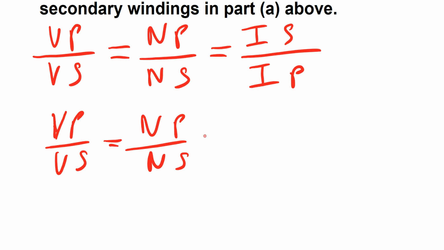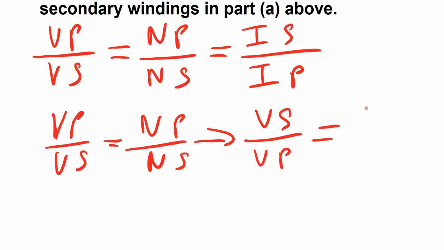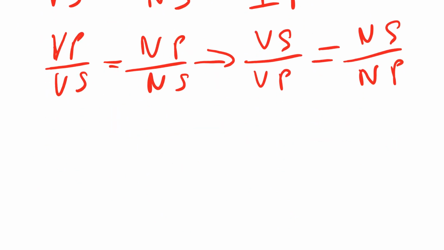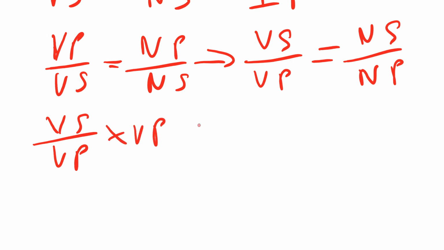Now the first thing we want to do is get Vs on the top. So let's invert that. So all we'll do is turn them both upside down. What we'll do to one side, we'll do to the other. So if I invert Vp over Vs, I must do the same with Np over Ns. So the equation then becomes Vs over Vp equals Ns over Np. Now, if I'm looking for Vs, I've got to get rid of Vp. So I take the Vs over Vp and I'm going to times that side by Vp to get Vs by itself, and I do exactly the same on the other side.